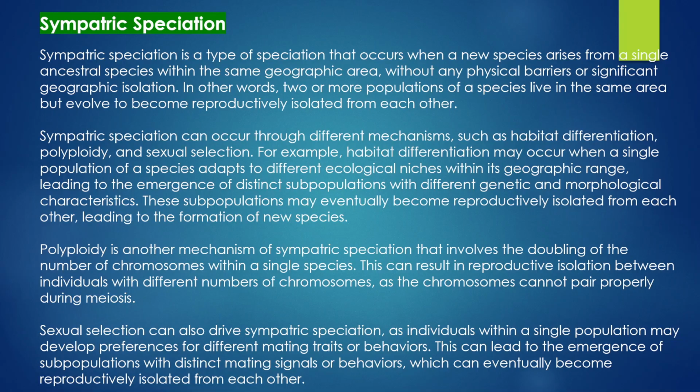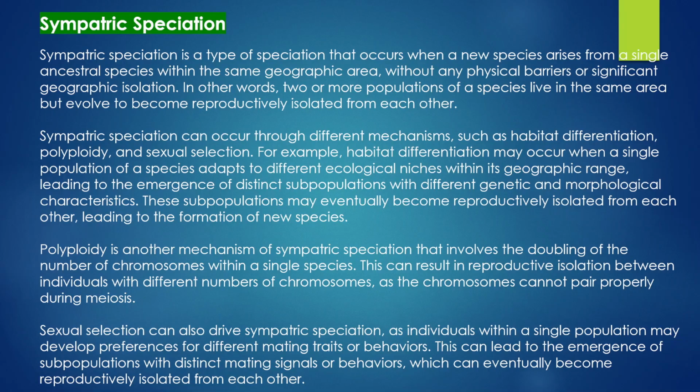Now, polyploidy is another mechanism of sympatric speciation that involves the doubling of the number of chromosomes within a single species. This can result in reproductive isolation between individuals with different numbers of chromosomes, as the chromosomes cannot pair properly during meiosis. After this polyploidy, we have sexual selection.